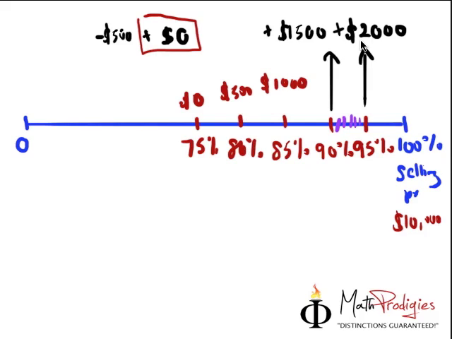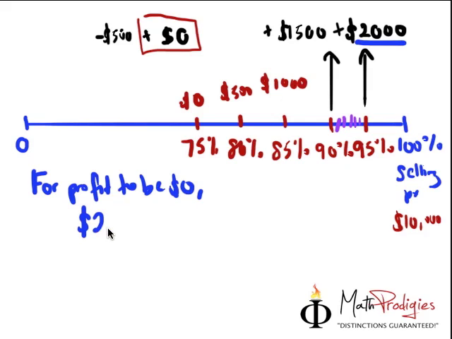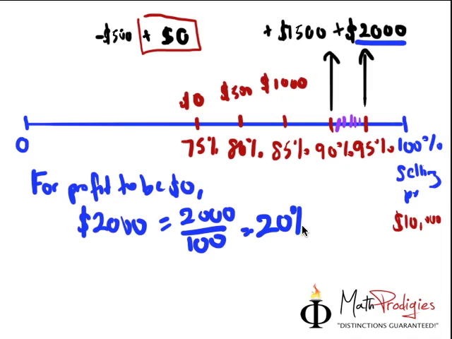Okay, what I would do is I would say $2,000 is at 95%, right? So for profit to be 0, okay, this is what I would write. For profit to be $0, which is where the cost price is, I have to erase that $2,000. $2,000 is equals to how many percent? As we have found out, what was it? $2,000 divided by how many percent? 1% is equals to $100. So you will get 20%. Okay. Therefore, you have to reduce by 20%.